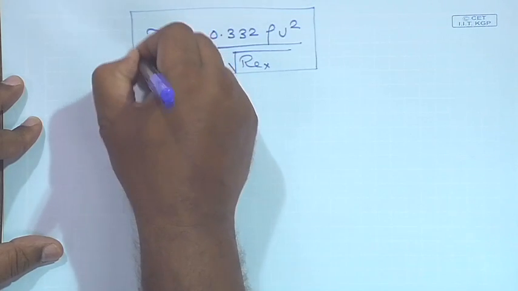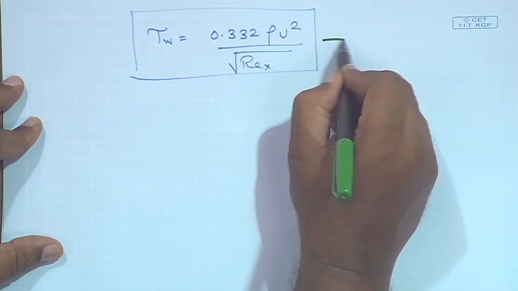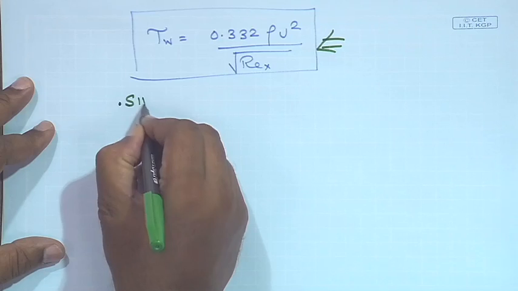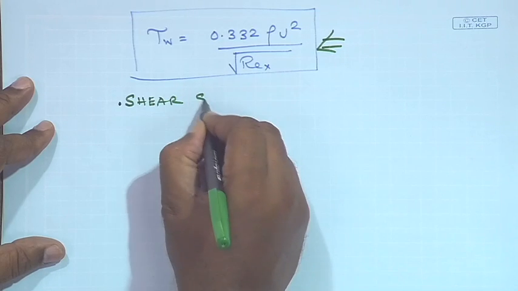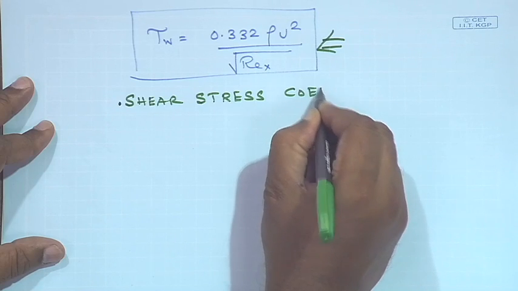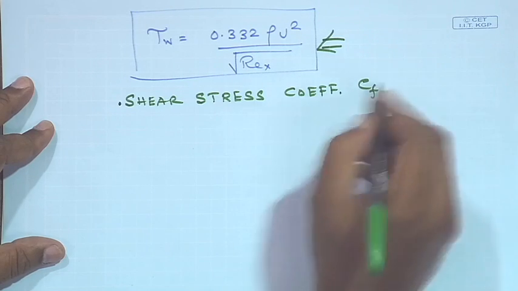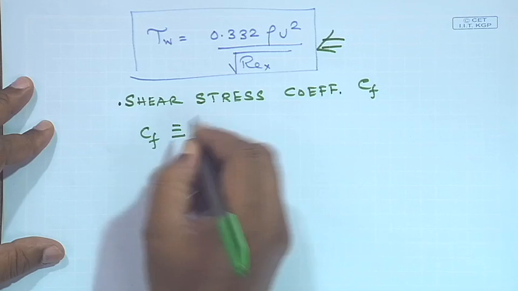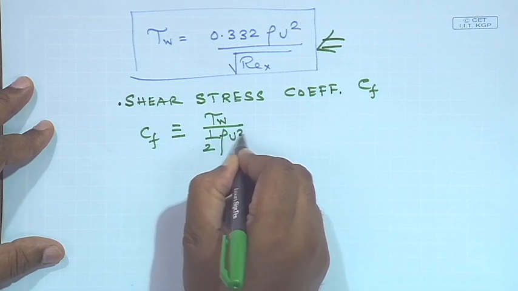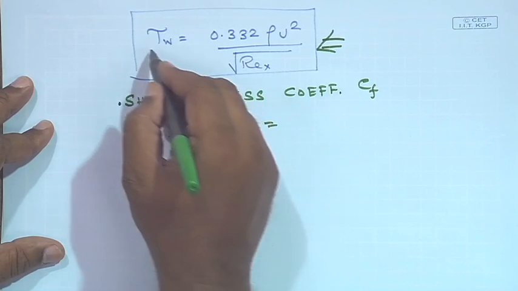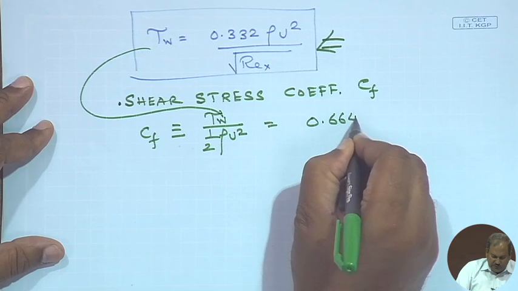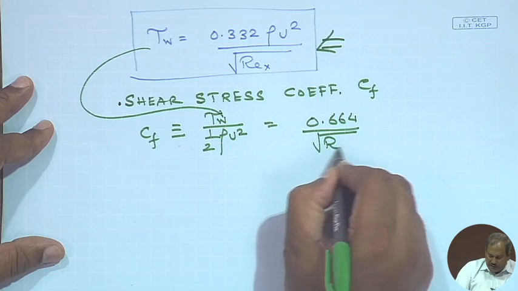That is another compact expression for the wall shear stress, and sometimes we define a shear stress coefficient, which is traditionally denoted by Cf. By definition, Cf is wall shear stress by the dynamic pressure, and therefore, if you bring in the expression of tau w in here, what you would get is 0.664 by root over r e x.